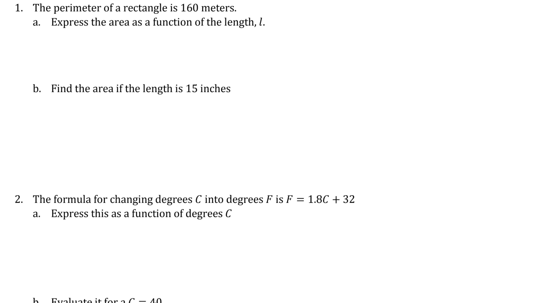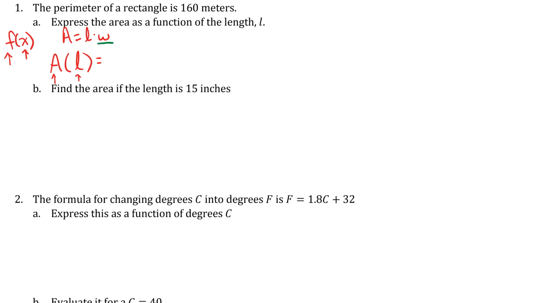The perimeter of a rectangle is 160 meters, and for part A we need to express the area as a function of the length L. What it's asking is, we know the area is length times width, and what we want is area as a function of L. Just like we had f of x, where f was the name of the function and x was the variable, I'm using A as the name of the function for area, and we want it to be a function of L, which means we need to somehow get rid of W.